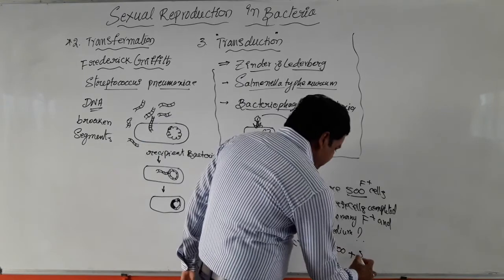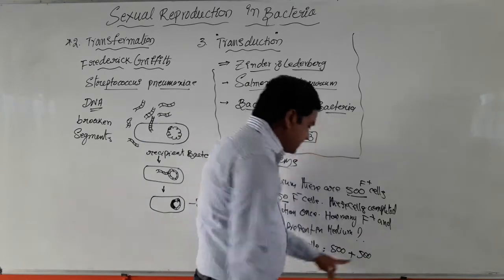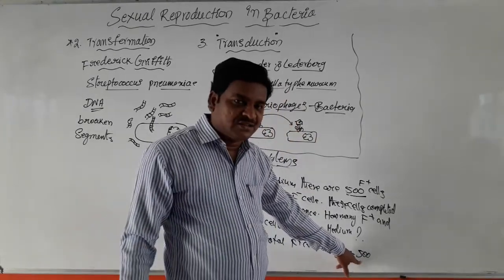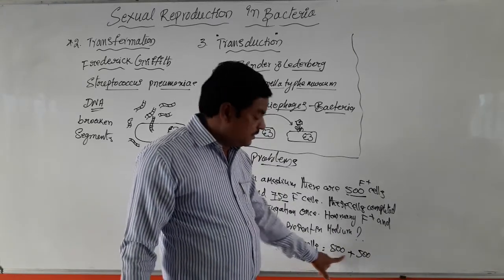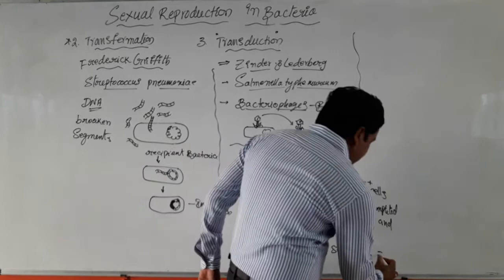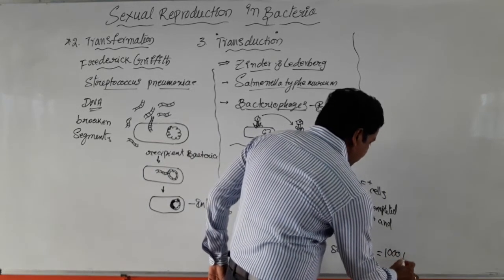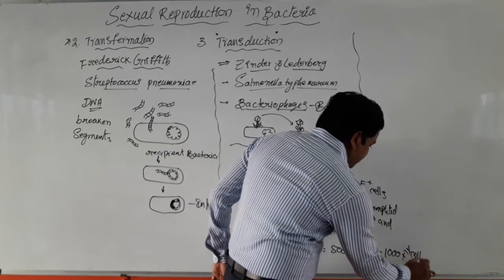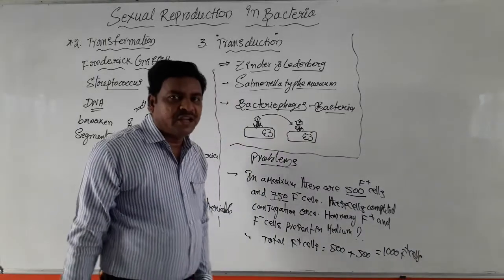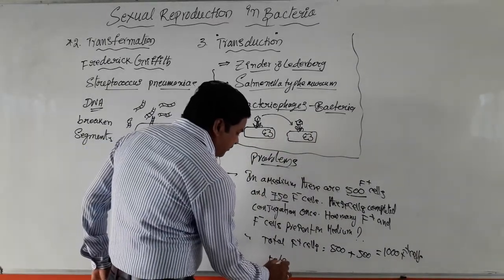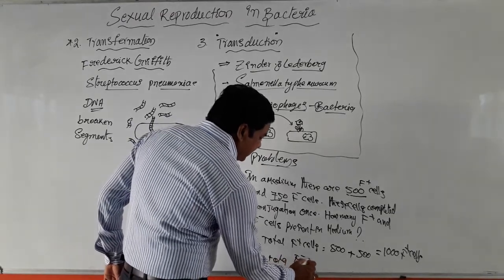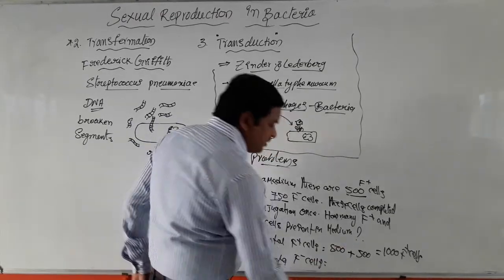So 500 plus cells are also converted from minus cells. Total plus cells: 500 plus 500, which is equal to 1000 F plus cells present in the medium. Okay. But what about the total number of minus cells, F minus cells?